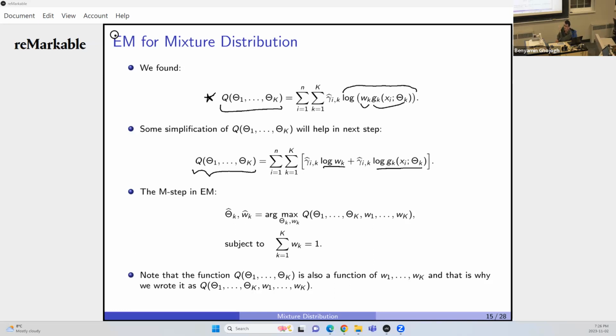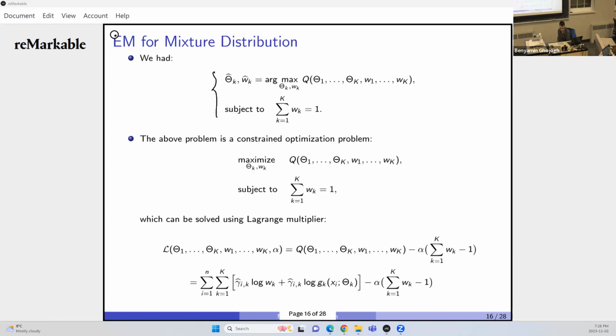Okay. So now we maximize this Q, where Q is the expected log likelihood, right? Subject to, we had this constraint also, the weights should sum to 1. This function Q is also a function of the W's, right? This function Q that we had here. That's why I also have said it's also a function of W1 to WK. And that is why we wrote it in this way. Anyways, doesn't matter. Okay. So I'm repeating what we had here.